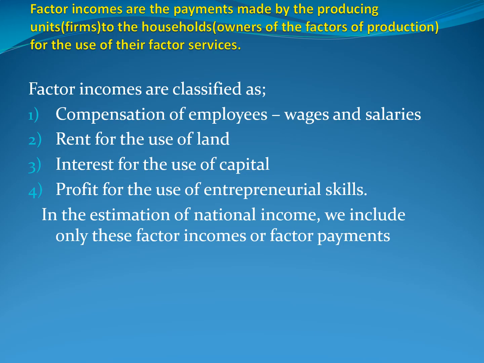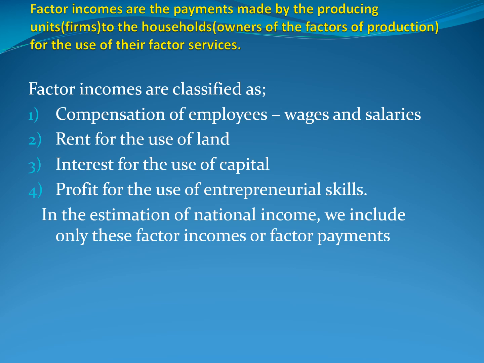Factor incomes are the payments received by the four factors of production, for they have all made a valuable contribution to the production process. Now the question is, who are the owners or the suppliers of the factor services? The households are the owners or the suppliers of the factor services. And who hires the four factors of production? The business firms hire the four factors of production.